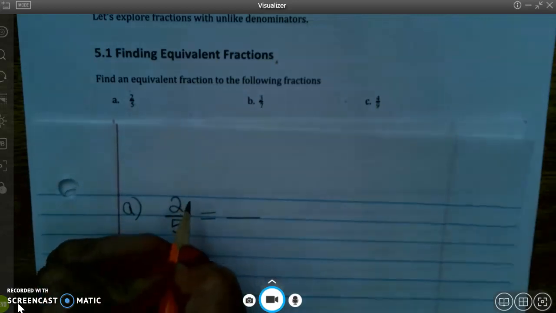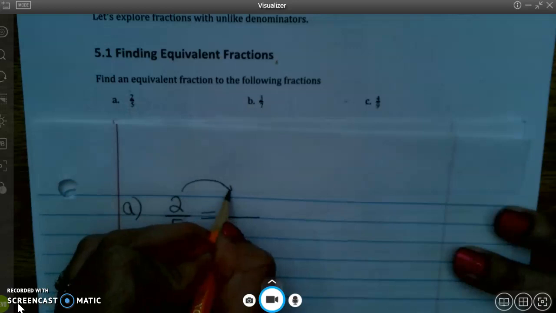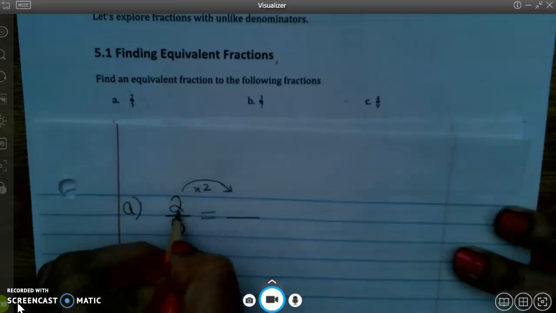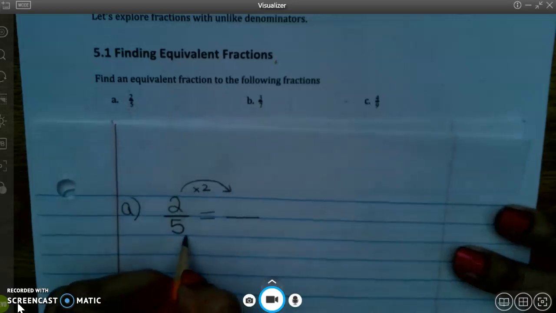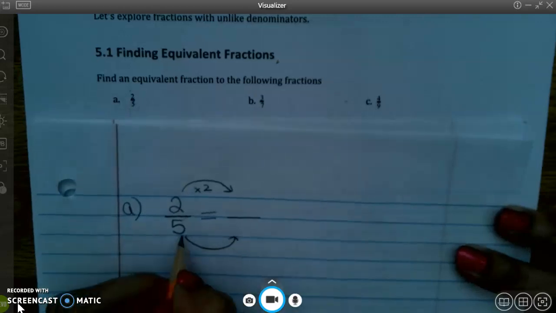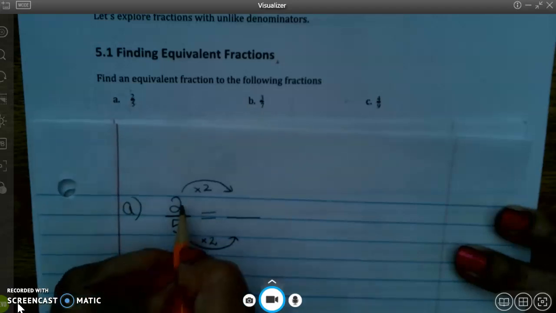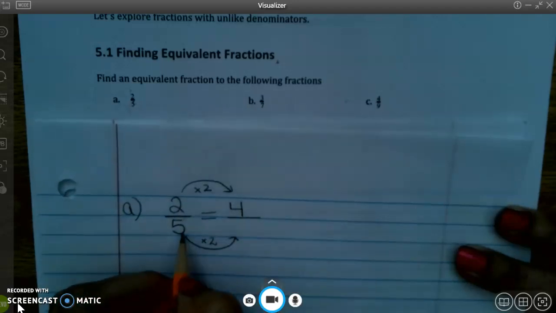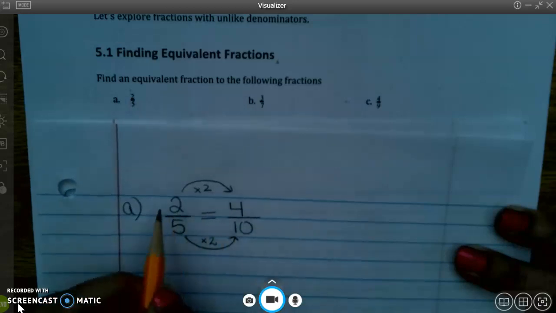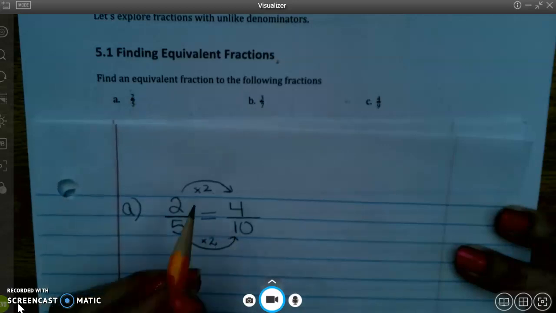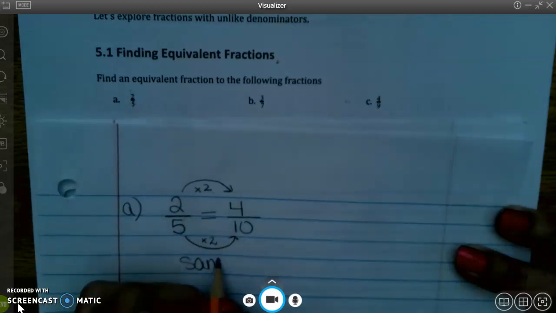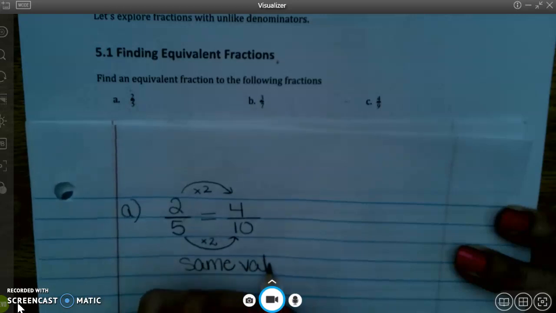I'm going to start with 2. So what that means is if I take the numerator and multiply it by 2, and then I also take the denominator and multiply it by 2 as well, then I will have an equivalent fraction. So 2 times 2 is 4. 5 times 2 is 10. So 4/10 is equivalent to 2/5. This means that they have the exact same value.